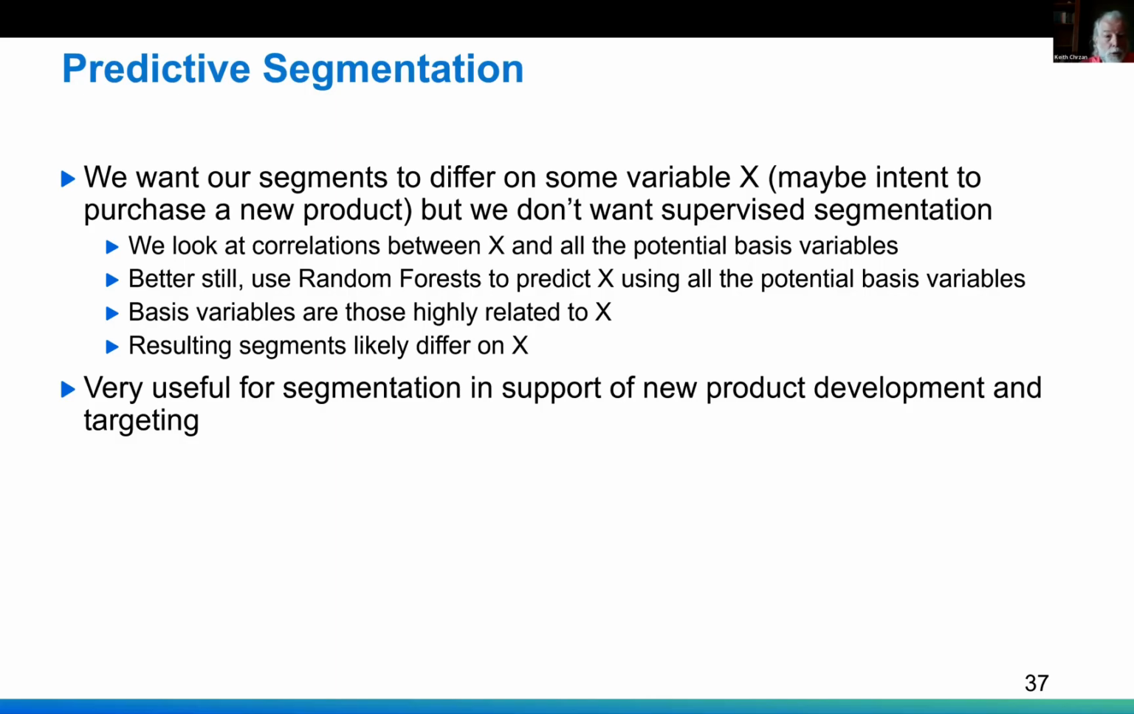So the way this works is we're going to look at all the correlations between variable X and all of our potential basis variables, or alternatively, I like to use random forests to predict X and find my potential basis variables based on the importance they have in the random forest. In either case, I'm going to take my basis variables that are highly related to X. I'm only going to use those as my basis variables. So I might have looked at 300 variables, but I found 20 that are highly correlated to X. I'm going to use just those 20 in my segmentation. And guess what? My resulting segments are very likely to differ with respect to X. I've just found this to be a really useful way to do segmentation in support of new product development and targeting.